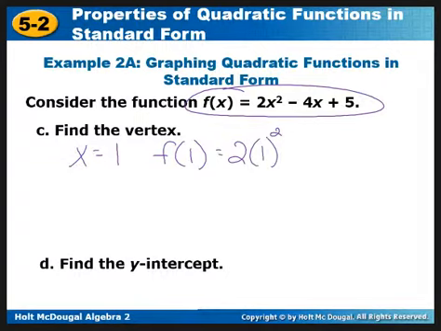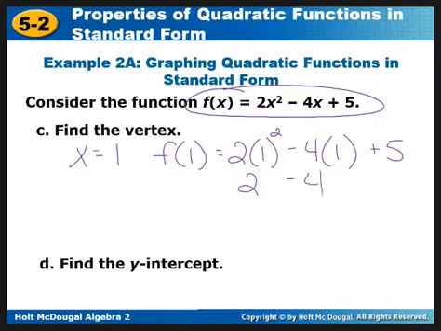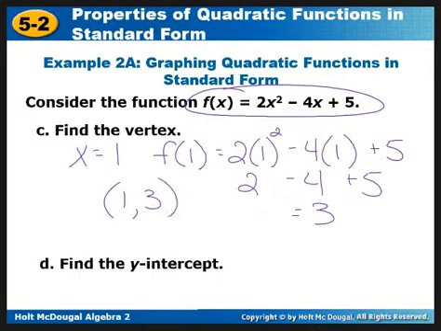So I fill everything in here. Wherever there's an x, I'm going to put a 1. So 1 squared is 1, times 2 is 2, minus 4, plus 5. 2 minus 4 is negative 2, plus 5 is 3. So when I fill in 1, I get 3. What that tells me is that my vertex is (1, 3).